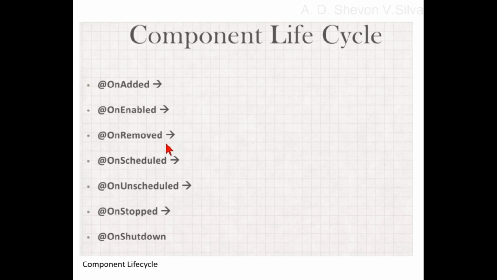Annotation type OnRemoved, a marker annotation a processor, controller service, or reporting task implementation can use to indicate a method should be called whenever the component is removed from the flow. This method will be called once for the entire life of a component instance. If the method throws any Throwable, that Throwable will be caught and logged, but will not prevent subsequent methods with this annotation or removal of the component from the flow.